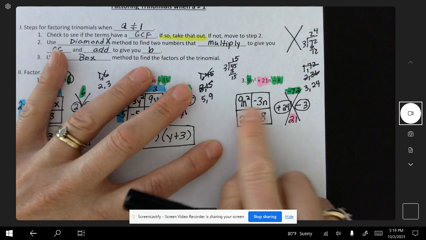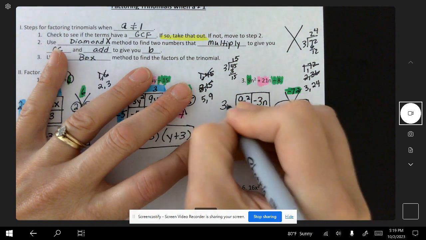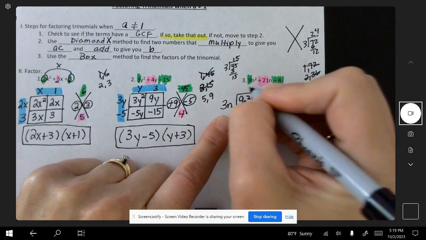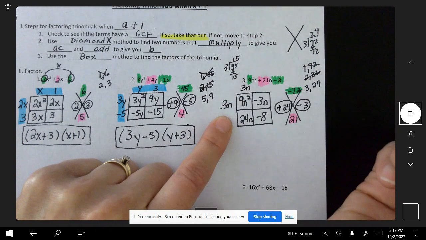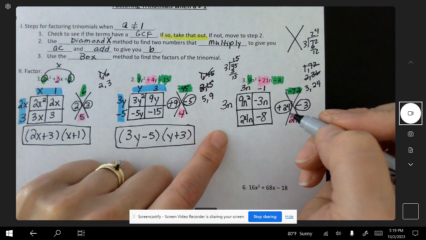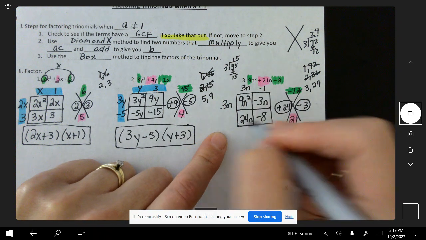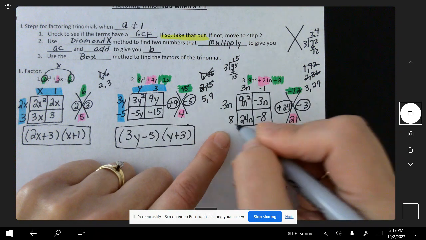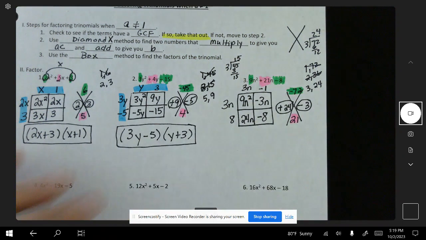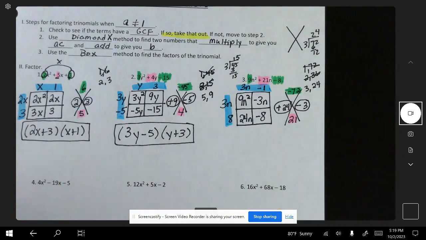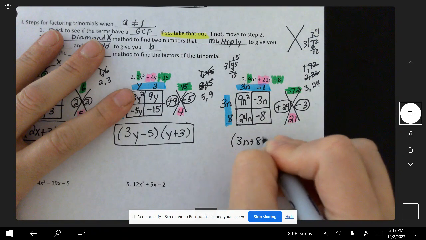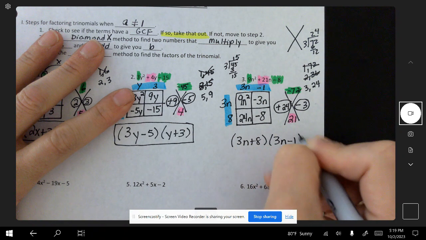Okay, across the top, my greatest common factor is 3n. 3n times what is 9n squared? That's 3n. 3n times what is negative 3n? That's minus 1. 3n times what is 24n? That's 8. And 8 times negative 1 is negative 8. So our two answers are here and here. That makes 3n plus 8 times 3n minus 1.